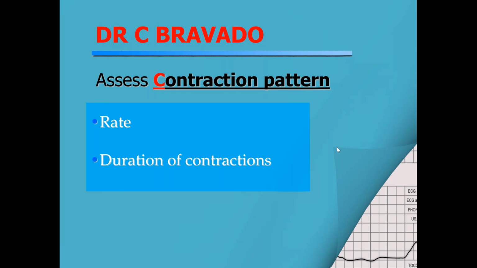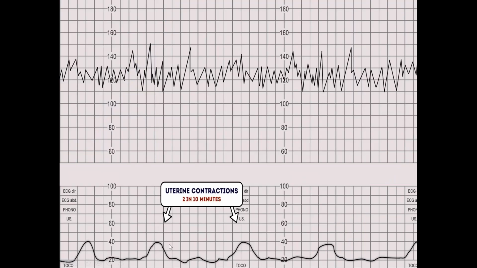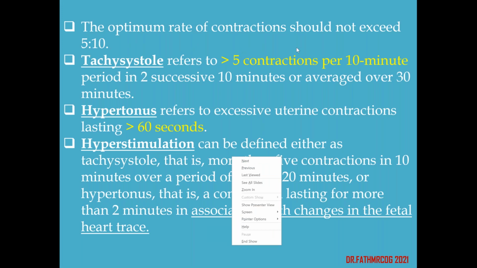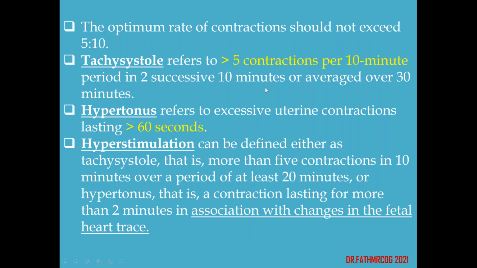This is about contractions here. This is 10 minutes, and here are two contractions per 10 minutes. The normal is less than 5 contractions per 10 minutes. So what is meant by tachysystole? Tachysystole is about the rate of contractions. Normally it is 5 or fewer. If there are more than 5 contractions per 10 minutes, in 2 successive 10-minute periods or averaged over 30 minutes, this is tachysystole.